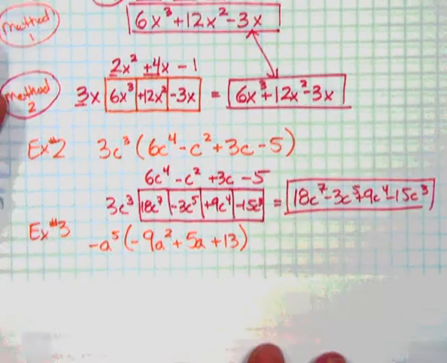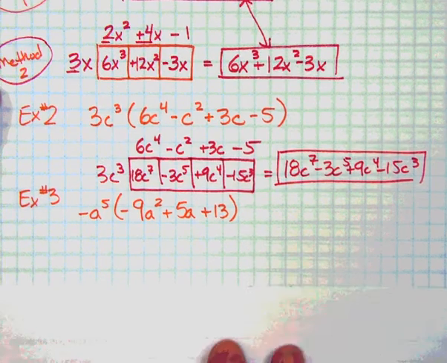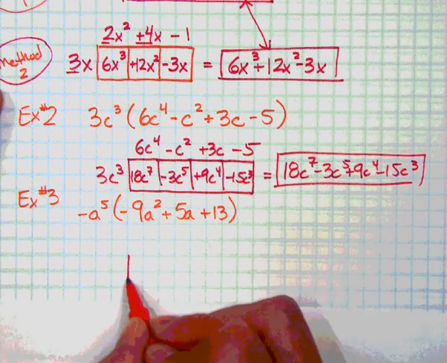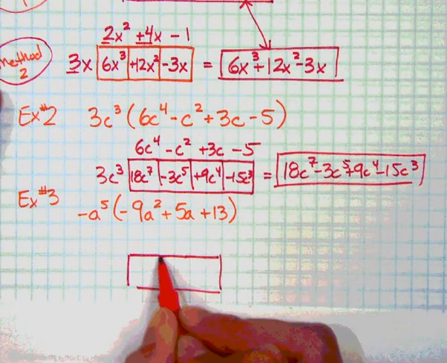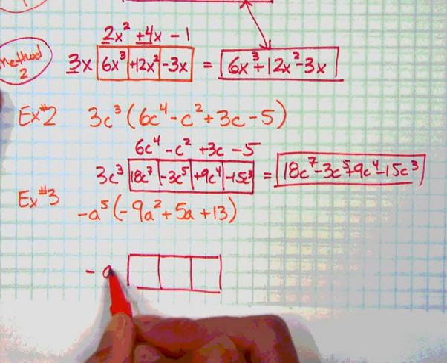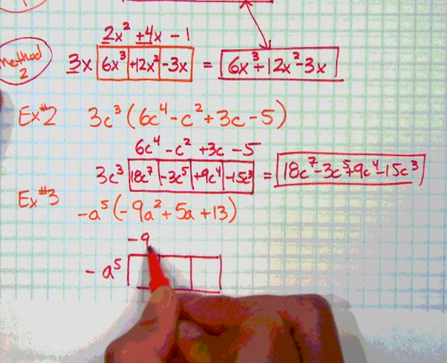Here's our one more example. I'll do this one pretty quickly. Let's see if you can catch up with my work here. I have 1, 2, 3 terms. 1, 2, 3 terms. Split that up. 1 term here. Negative a to the 5th, negative 9a squared, positive 5a, and positive 13.